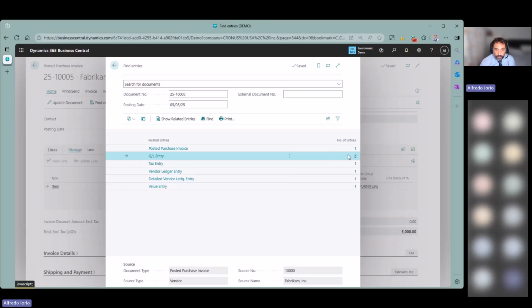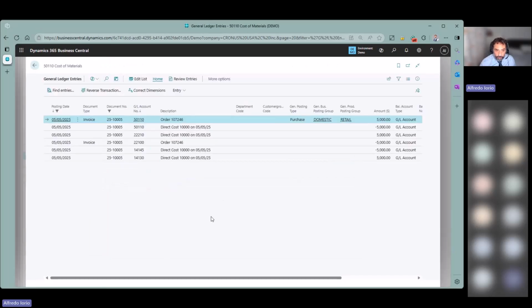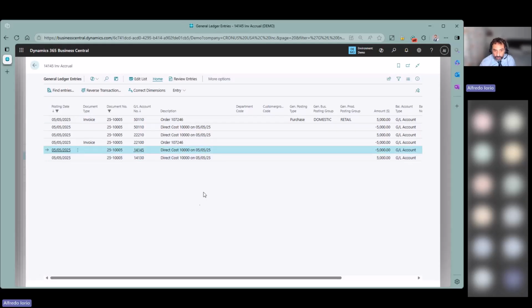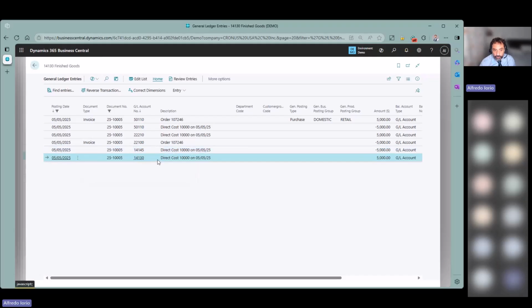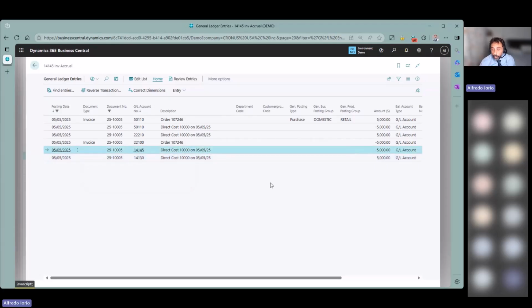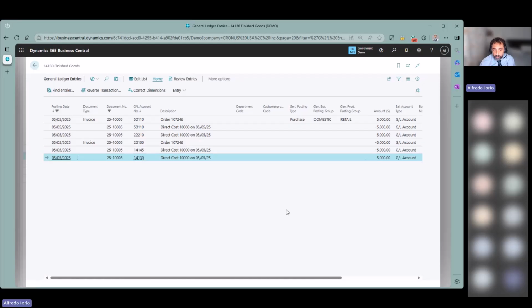The general ledger entries now look a bit more complicated, but the most important thing is these two. We have the reversal of inventory accrual minus 5,000 and the posting on of finished goods. So I got zero balance on my inventory accrual. I got $5,000 on my inventory actual. The rest is pretty much taxes and accounts payable and other stuff, right?